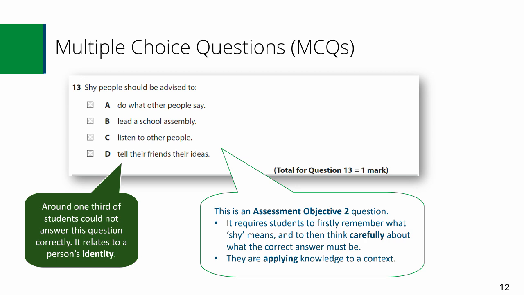The logical answer to find your way towards is statement D. Tell your friends your ideas. And around 2/3 of students identified this as the correct answer.